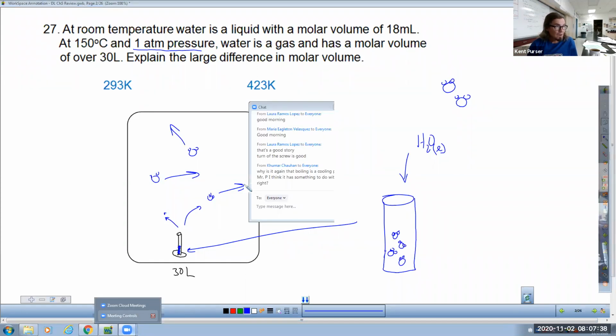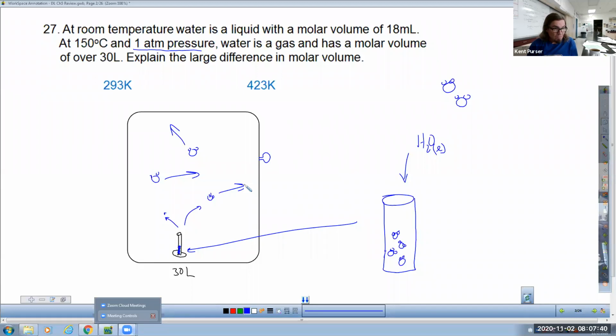Why is it again that boiling is a cooling process? You won't be asked that question currently. That question is going to come up though next chapter, because in chapter 6 we start talking about thermodynamics. The reason why boiling is a cooling process. Now we have to consider what's being cooled.